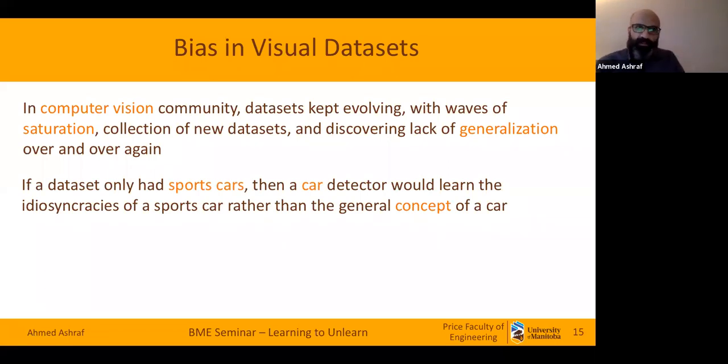And there was increasing suspicion that whatever the computer vision community is doing is just a never-ending kind of race. For instance, if there was a model that was trained to detect the presence of a car in an image, and the data set only had images of sports cars, then probably it was not learning the general concept of a car. It was just overfitting to the idiosyncrasies of a particular kind of car.